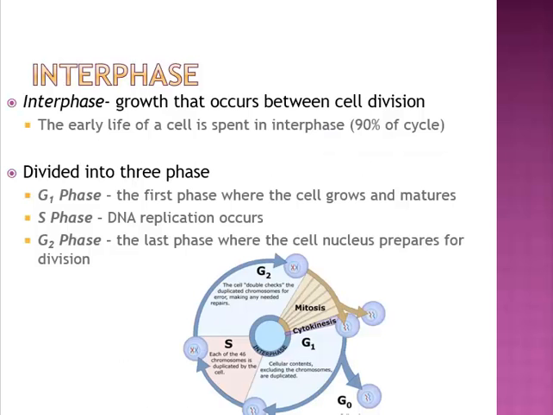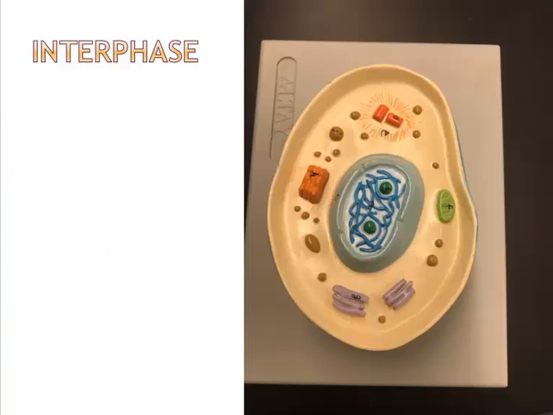Interphase is the growth that occurs between cell division, and most of the cell spends its entire life in this, so 90% of the cell cycle is actually spent in interphase. Interphase can be divided into three main phases. We have G1 phase, S phase, and G2 phase. G1 phase is the first phase where the cell grows and matures. S phase is the DNA replication. G2 phase is the last phase where the cell nucleus prepares for division. And we can see on this model, if I said ID phase, you would say interphase.